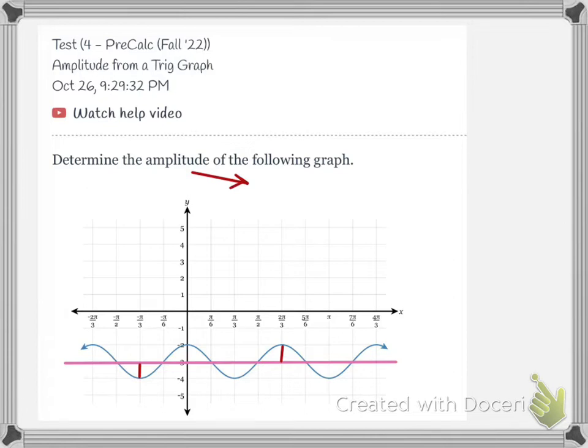So in Delta Math, they're just going to ask you to give amplitude, and then there's going to be a box, I think, if I'm not mistaken. And inside that box, just write the number. So in this case, our answer is just a positive 1. Do not write an equation or anything, just write a numerical value.